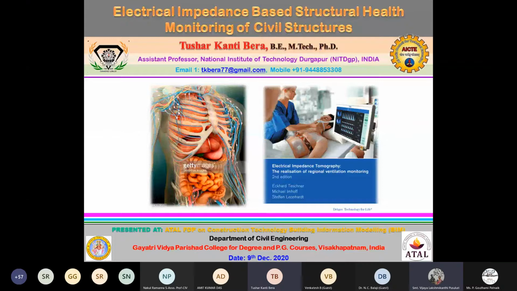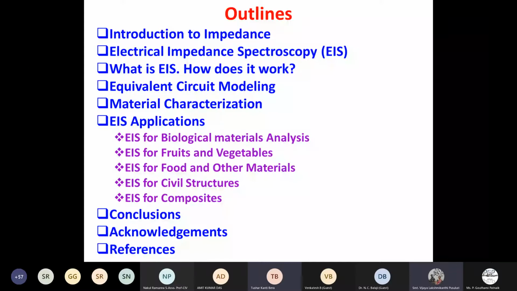So in the outline, I will start with electrical impedance, because most of the participants may be from a civil background or other backgrounds. I will discuss impedance, electrical impedance spectroscopy, and impedance tomography. There are several impedance techniques, but I will mainly discuss EIS and EIT. I will try my level best to make it easy to understand, because this field may be a little different, as there will be some electronic circuits and electrical principles. After that, I will discuss very briefly how the techniques can be utilized for medical, biological or food technology applications, and then I will come to civil structure analysis. EIS for composites I will also discuss, and then I will conclude my talk.